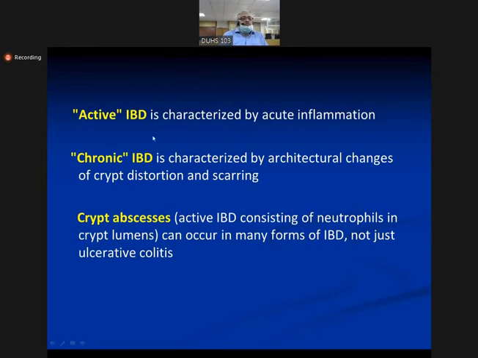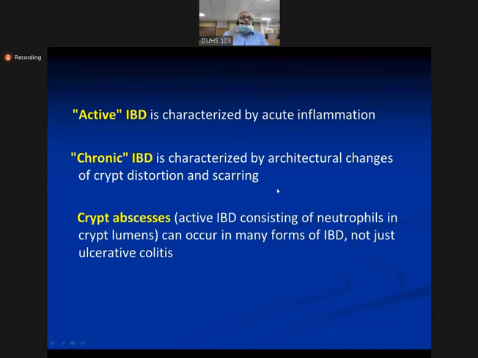As I told you, active IBD is characterized by acute inflammation. Chronic IBD is characterized by architectural changes of crypt distortion and scarring. Scarring means fibrosis happens. In chronic IBD, we may see fibrosis. Then crypt abscesses are basically again a sign of active disease.